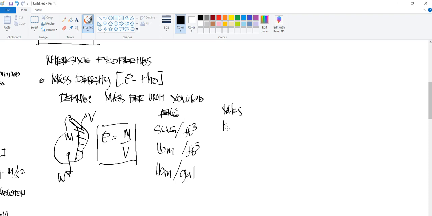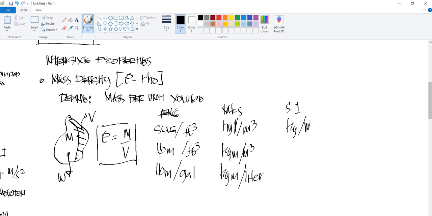Then in MKS we have the hyl per cubic meter. Then we have kilogram mass per cubic meter. Then we have kilogram mass per liter. Now for the SI units, we have kilogram per cubic meter. So that defines it.